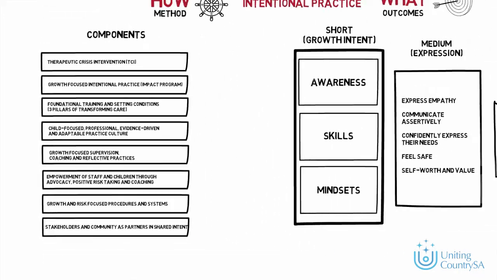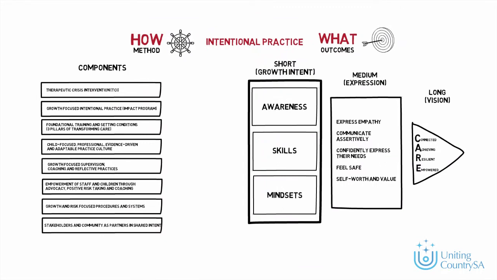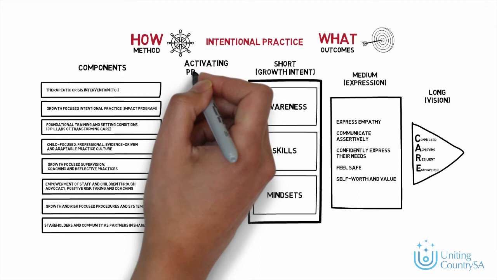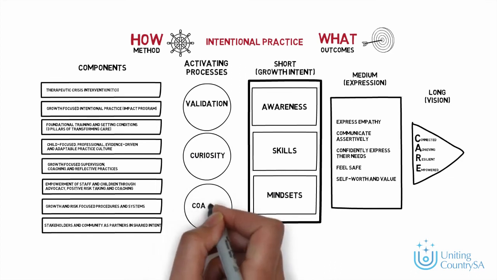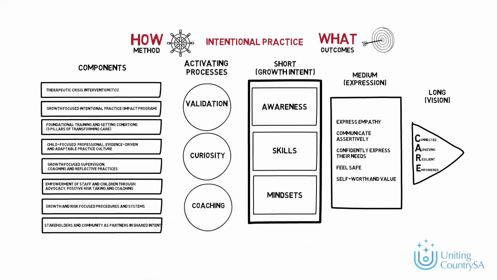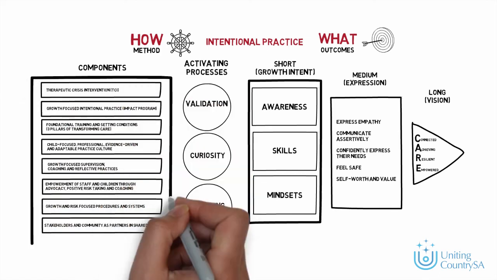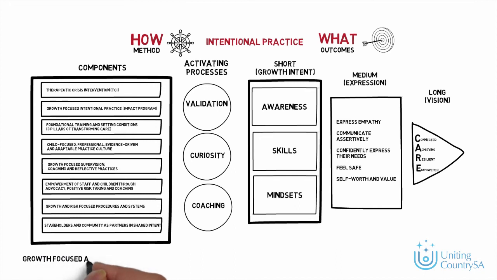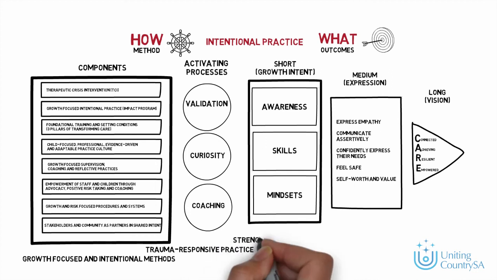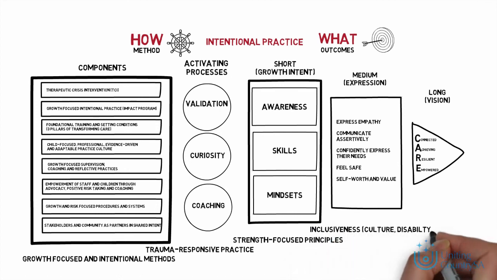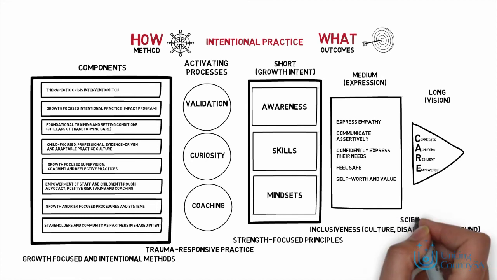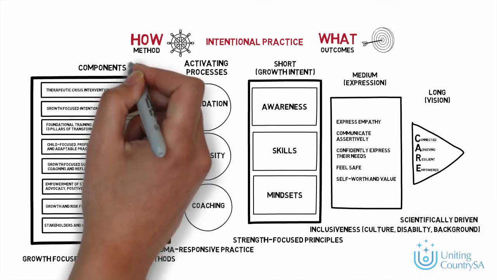The growth potential of our work and these 8 components is supported through the model by ongoing awareness and intent being brought to the activating processes of validation, curiosity, and coaching. These represent the deeper aspects of the model and intentional practice. United in Care and these 8 key components are underpinned by growth focus and intentional methods, trauma responsive practice, strength focused principles, inclusiveness, culture, disability and background, and scientifically driven and evidence-informed principles. United in Care components are also mapped against funder benchmarks and community context.